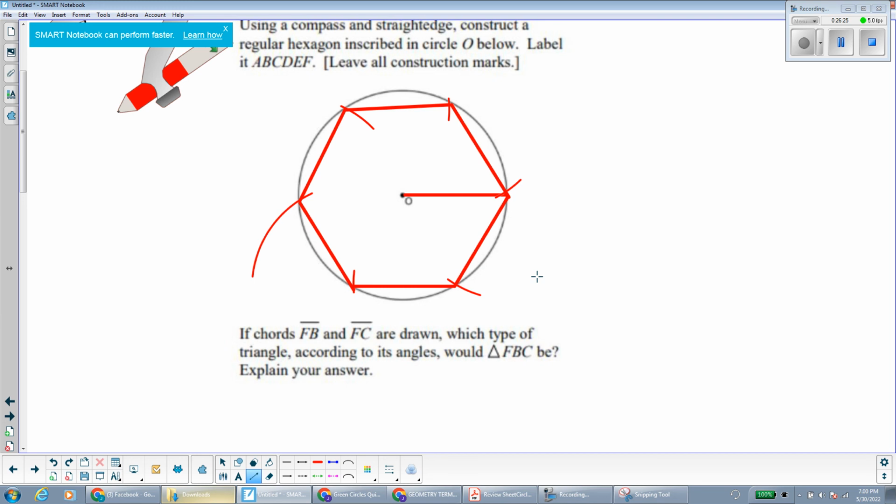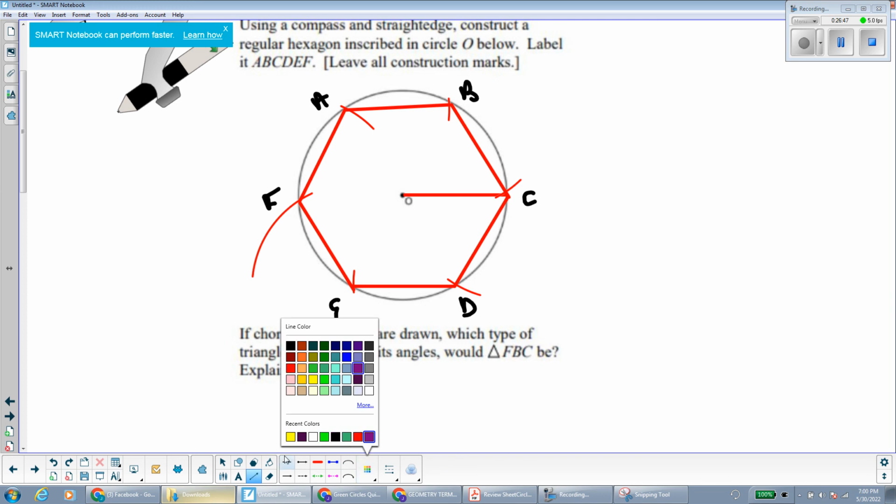Okay, so that would be 3 points right there for this question. Constructing the hexagon, that's it. So now I'm just going to label according to the question. It says to label it A, B, C, D, E, F. Beautiful. Okay, now it says in part 2, chords FB and FC are drawn.